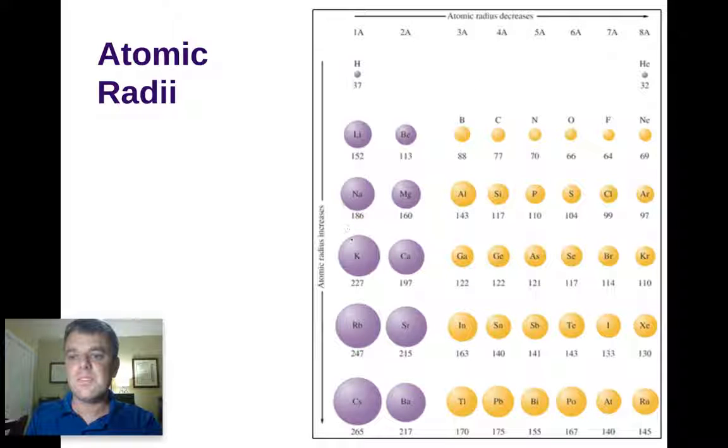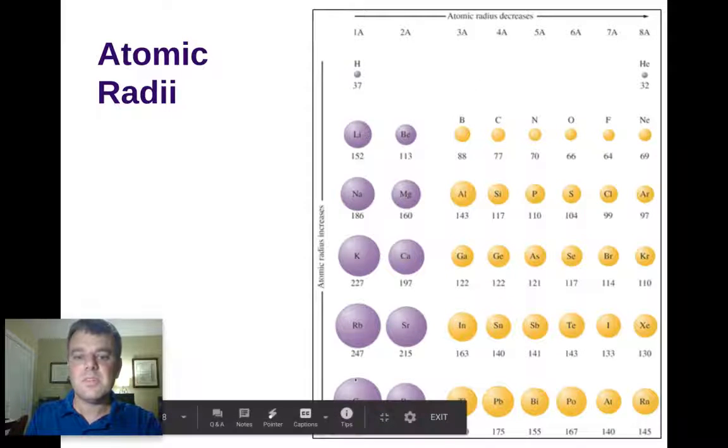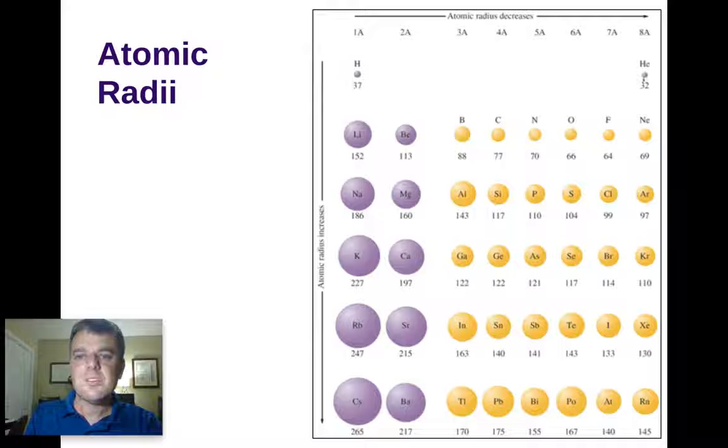So you can kind of see the pattern that cesium is absolutely huge, and helium up here is tiny. And we see that neon has a radius of 69 picometers, and sodium is 186. But if it loses that electron, it's now going to actually become smaller than neon. Or aluminum, if it loses its 3 electrons, it's going to lose its whole third energy level. It's going to become smaller than neon.